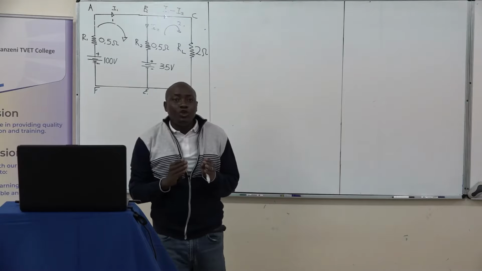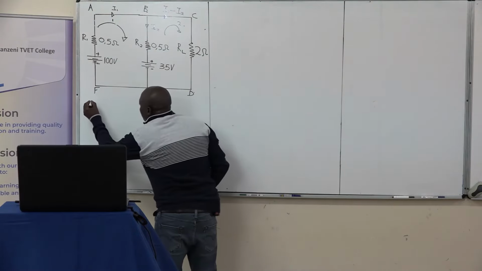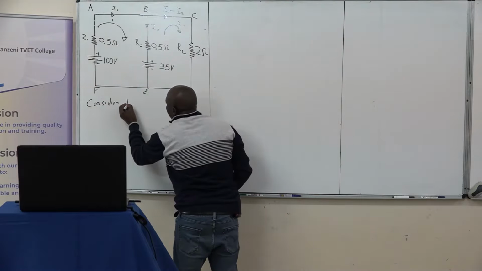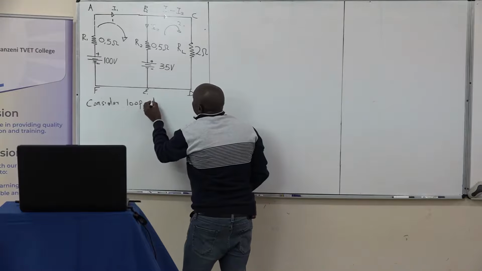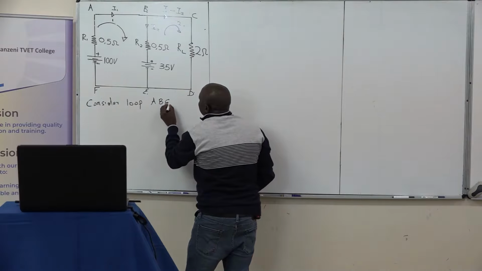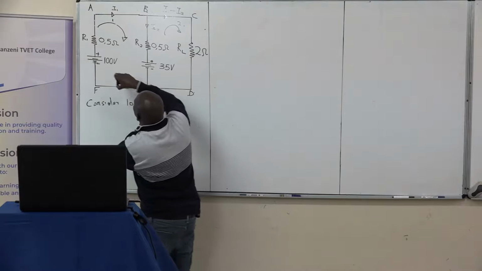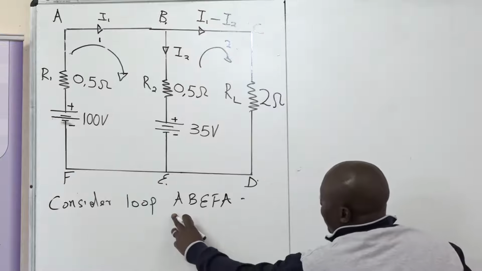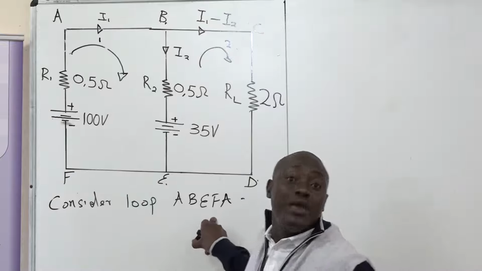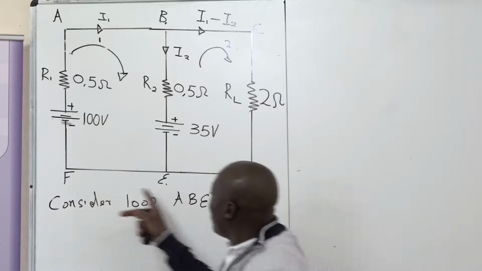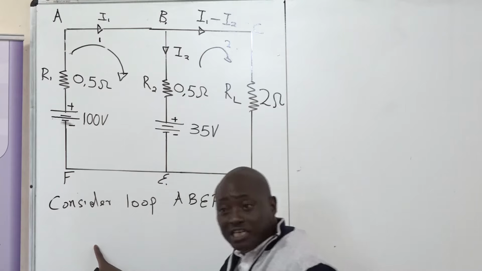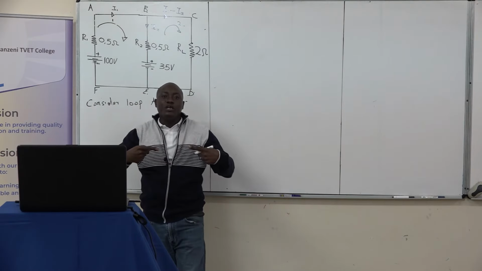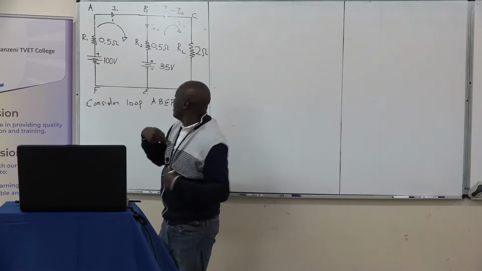So now, what we are going to do is consider the loop that we've been given, which is loop A, B, E, F. Where we started, we need to end, which is node A, so A, B, E, F, back to A. In order to create our equations, as I said, we're going to work with more than one equation, to solve simultaneously.